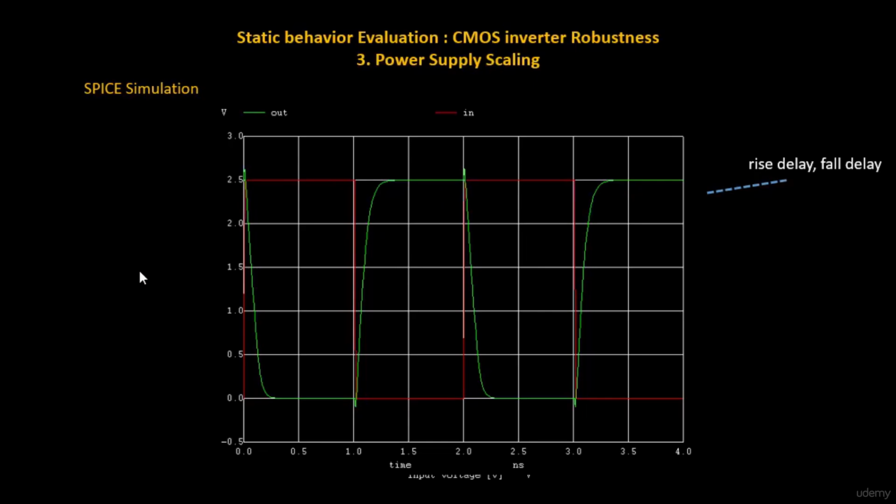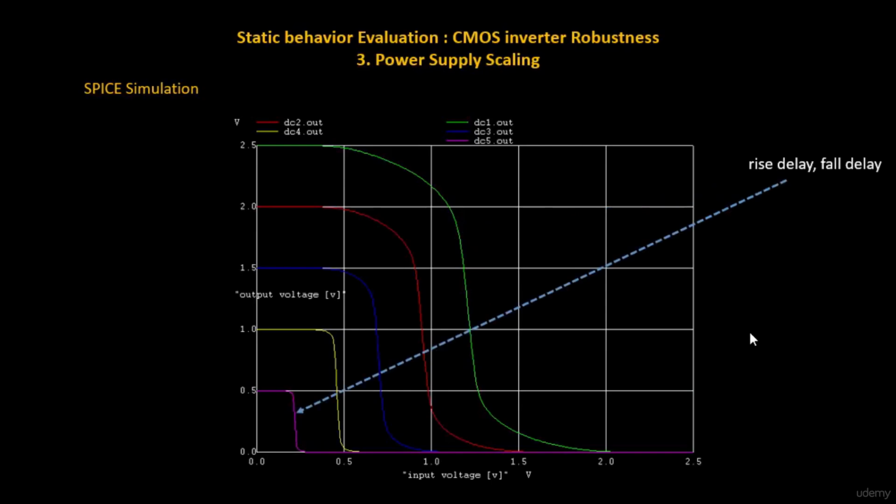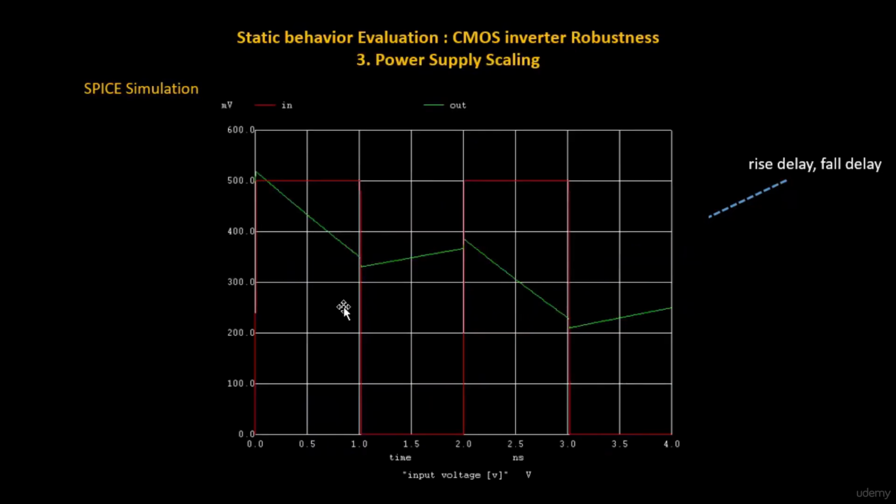So the rise delay and the fall delay that we get for a CMOS inverter simulated at 2.5 volts are 66 picoseconds and 78 picoseconds respectively. Okay, but as soon as you reduce your supply voltage to 0.5 volts, keeping all the elements constant, you will very soon observe that for charging the same output capacitance, this supply is not enough. Okay, and if you do the SPICE simulation for a VDD of 0.5 volts, this is the output that you get.